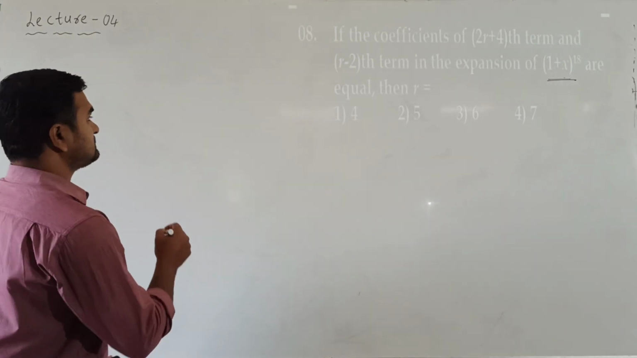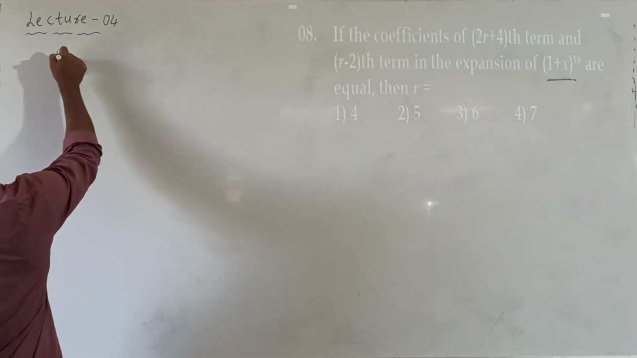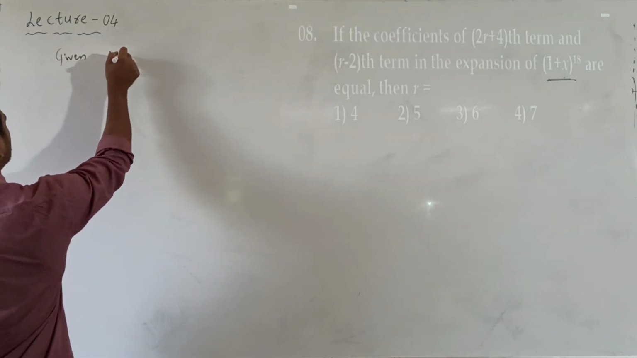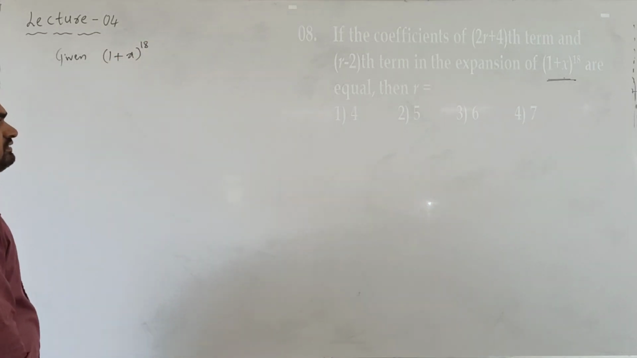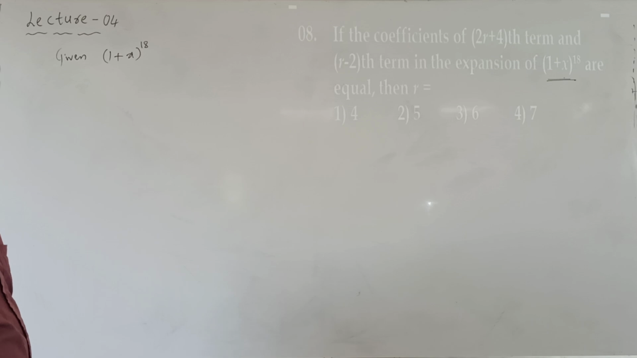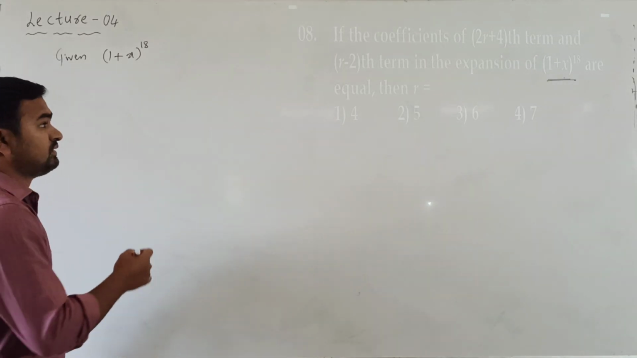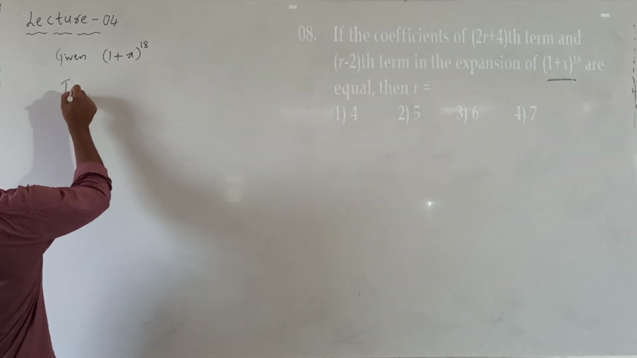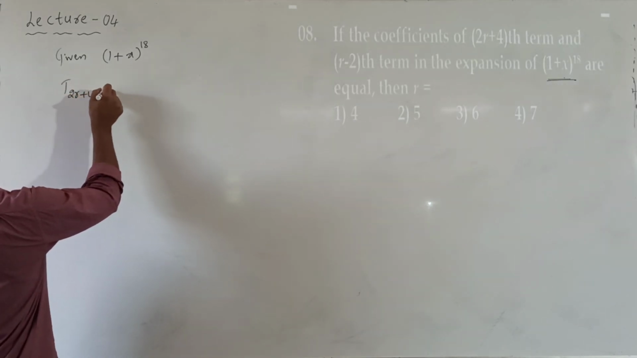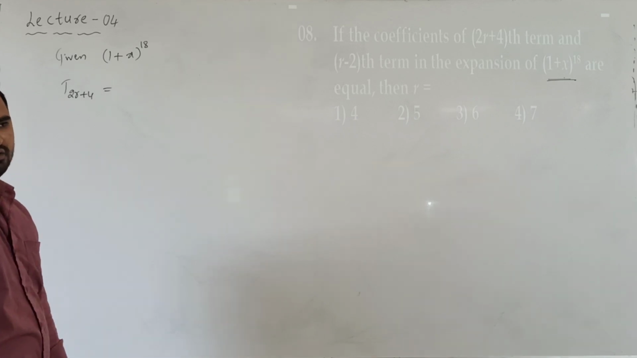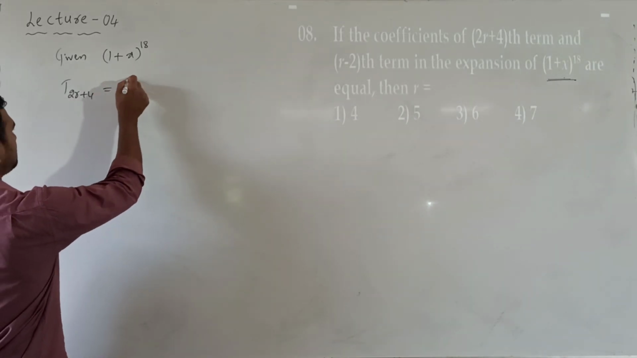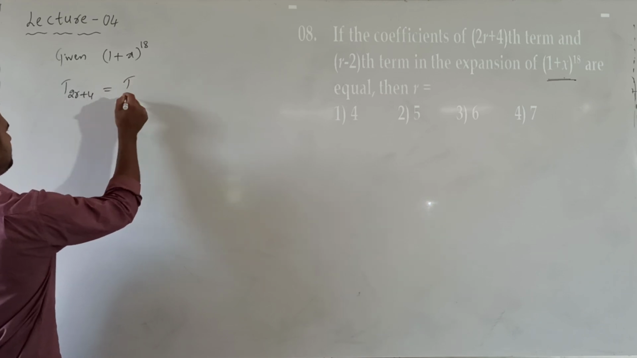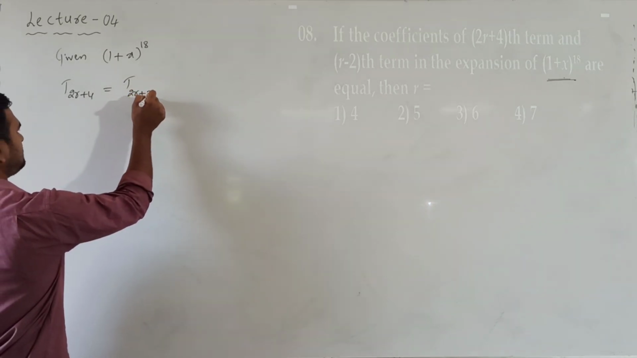Okay. So what is the expansion given? (1 plus x) whole to the power of 18. In this, the coefficient of the 2r plus 4th term. So here they have given the term. What is the term here? The 2r plus 4th term. Now to find the 2r plus 4th term, we write it in the general term form. 2r plus 4 I can write as 2r plus 3 plus 1.